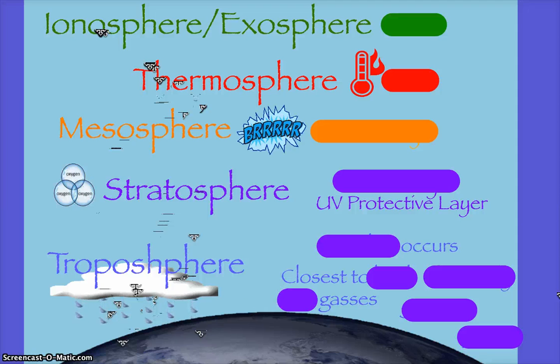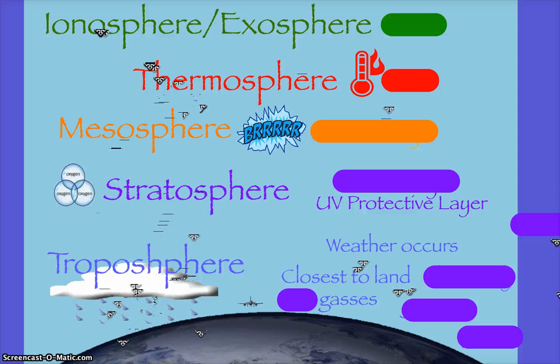So tell me based on the pictures, what do you think happens in the troposphere? Clouds. So we have weather. Weather occurs in the troposphere. What else happens? Okay, it's closest to land. I already said that. What else happens? Look what's happening. Planes fly. Good job. That's where planes fly.